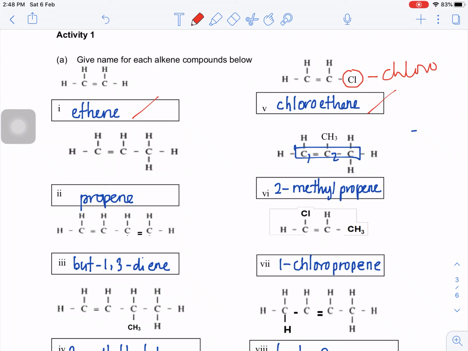Okay, this one 1, 2, 3 prop. Dia ada double bond satu. So namanya propene. Sama macam tadi kita tak ada prop 1, prop 2 sebab dia memang akan prop 1.